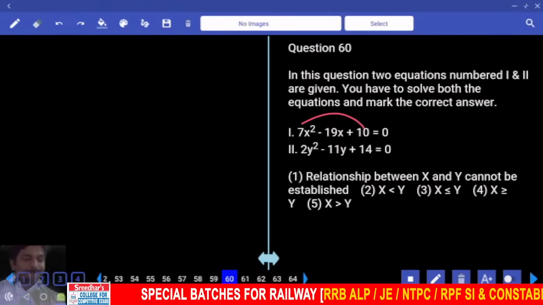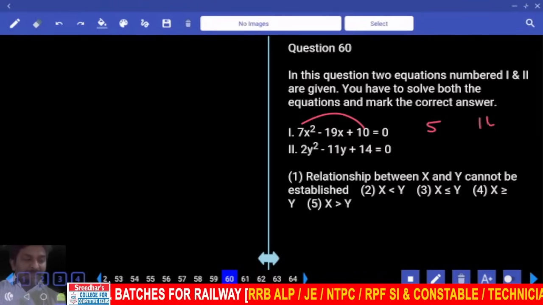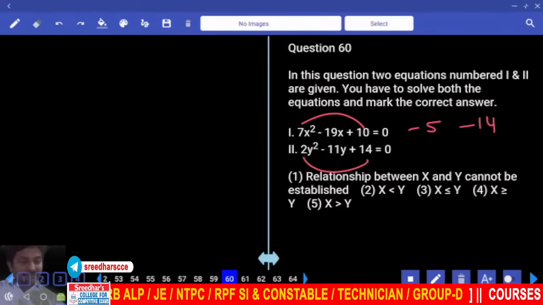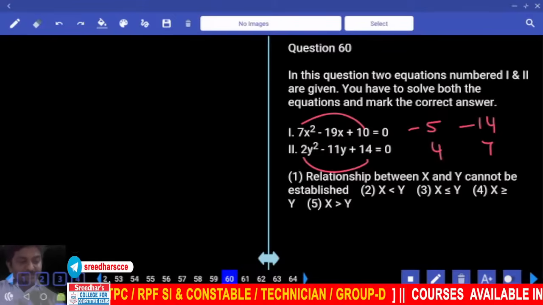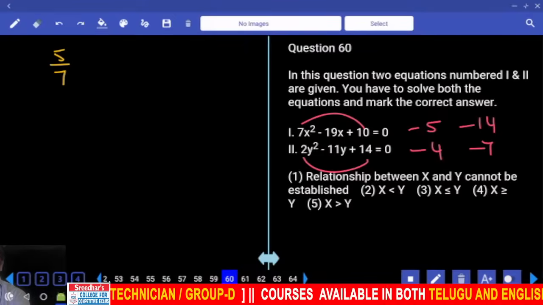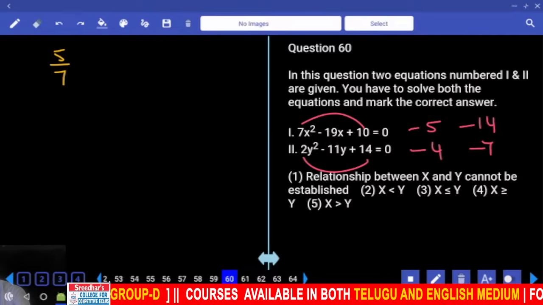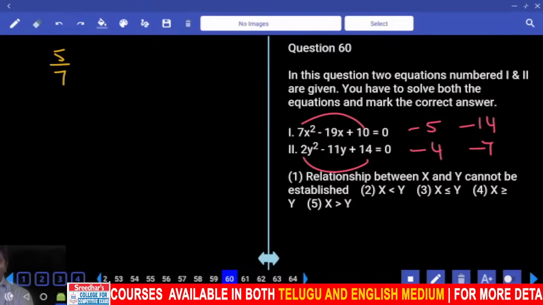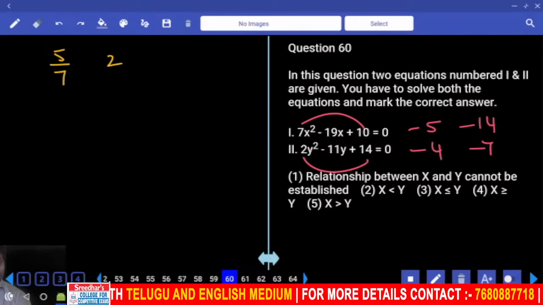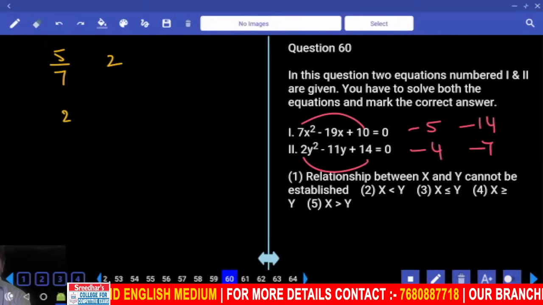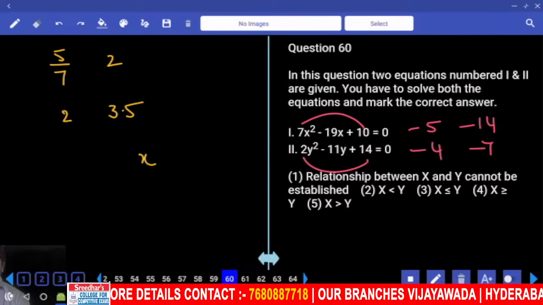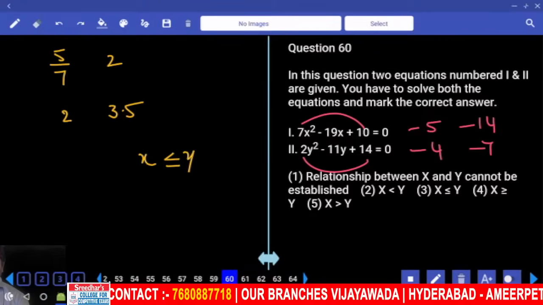The product is 70, 5 14 times, minus 5 minus 14. The product is 28, 4 7 times, minus 4 minus 7. Then the factors are 5 by 7, less than 1. The value is less than 1. Keep that in mind. Next is 14 by 7, 2. 4 by 2, 7 by 2, 3.5. x is less than or equal to y.